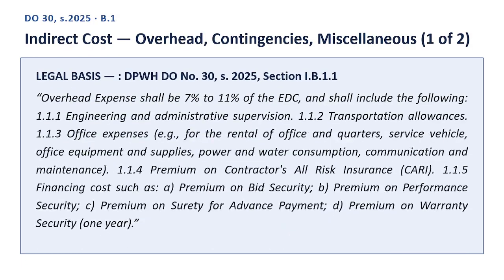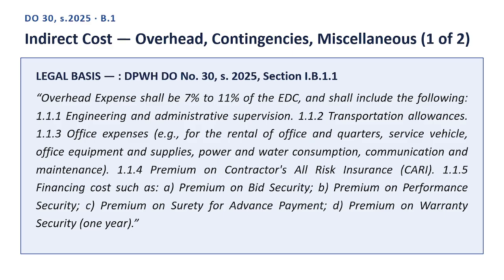Indirect cost, overhead, contingencies, miscellaneous, 1 of 2. Here is the legal basis, quoting directly from DPWH Department Order No. 30, Series 2025, Section IB 1.1. Quote. Overhead expense shall be 7% to 11% of the EDC, and shall include the following: 1.1.1 Engineering and Administrative Supervision, 1.1.2 Transportation Allowances, 1.1.3 Office expenses, e.g., for the rental of office and quarters, service vehicle, office equipment and supplies, power and water consumption, communication and maintenance.